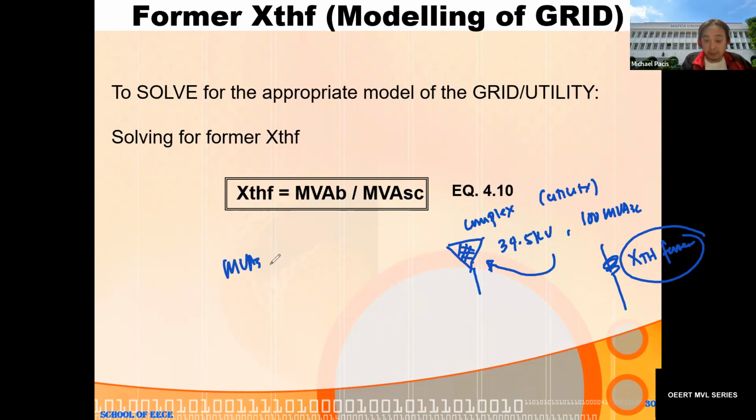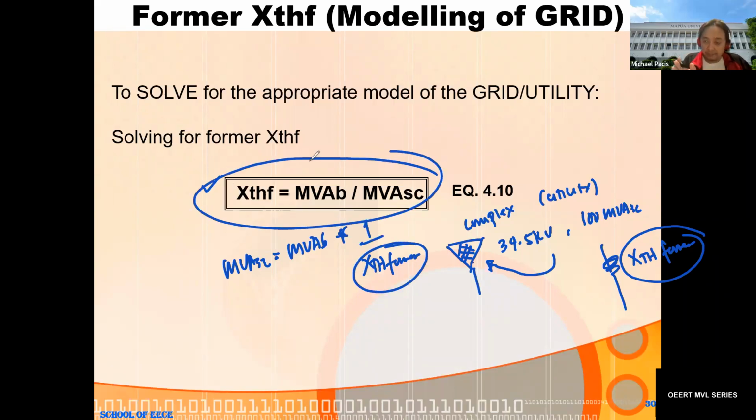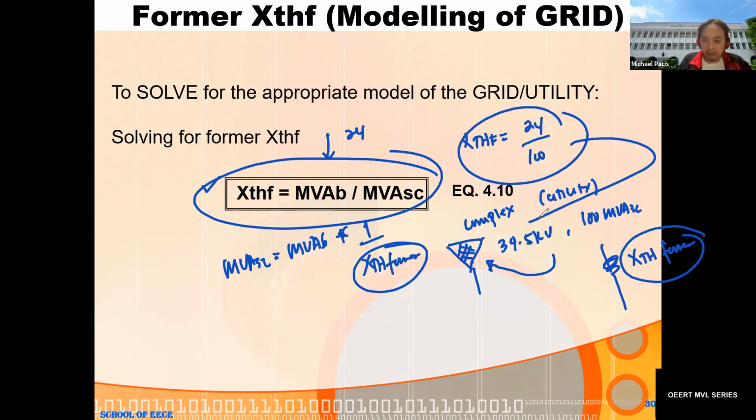You can still recall MVA short circuit is MVA base multiplied by, considering the complex power system, the Thevenin's voltage or the pre-fault voltage is 1. At ito yung XTHF na sinasabi kong former. You need to divide the MVA base, which is whatever your favorite number is, divided by the MVA short circuit. For example, my MVA base is 24. To get the Thevenin's reactance at the fault point F, 24 over 100. The answer will be 0.24, and that is the modeling.